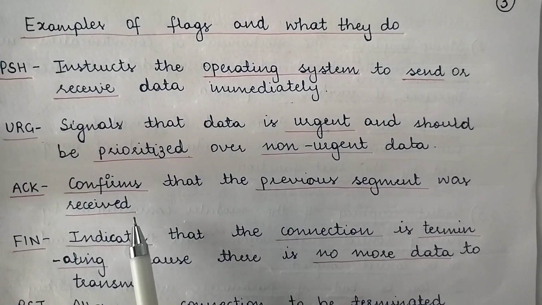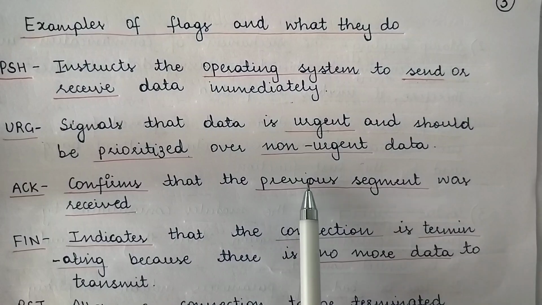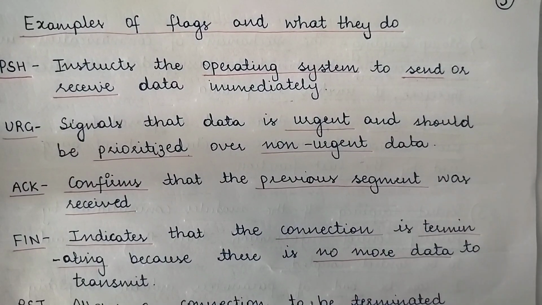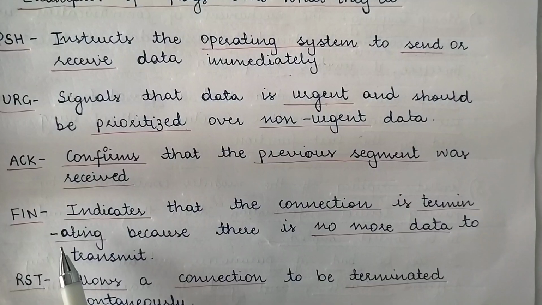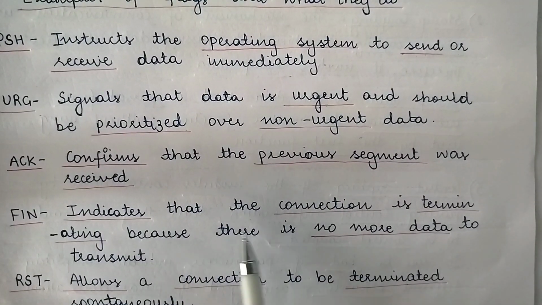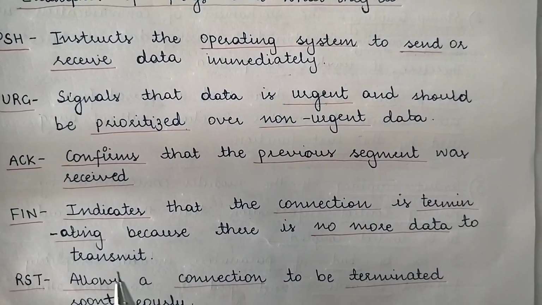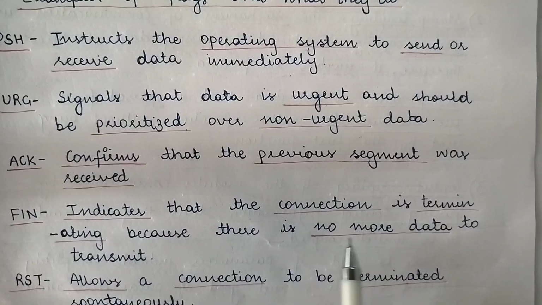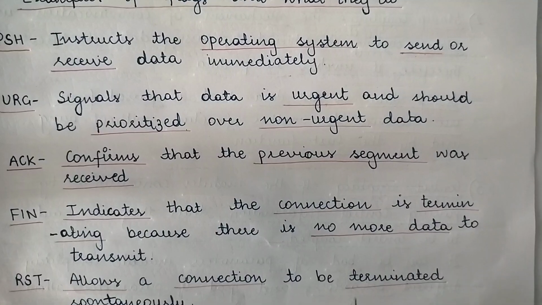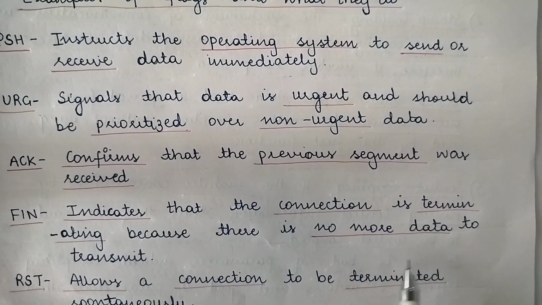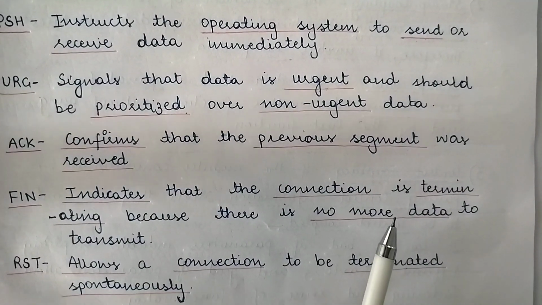That means basically it is sending you an acknowledgement of the receipt of the data segment that has been received. The next flag is your FIN flag. The FIN flag indicates that the connection is terminating because there is no more data to transmit. So basically it tells you, okay, now we are about to terminate the connection, because we do not have any further data to be transmitted.